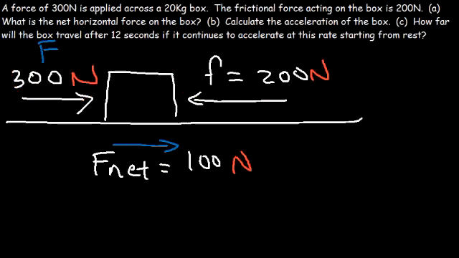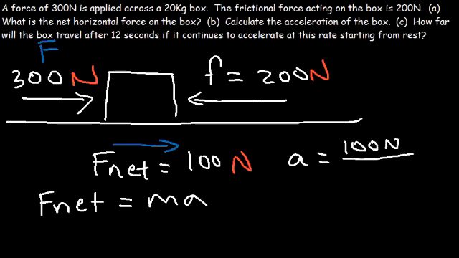Now, what is the acceleration of the box? Once you have the net force, you can use this equation, F equals ma, to find the acceleration. So the acceleration is the net force of 100 divided by the mass of the box. So the acceleration is 5 meters per second squared.